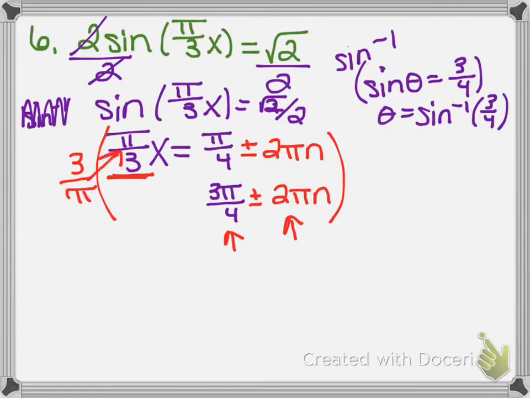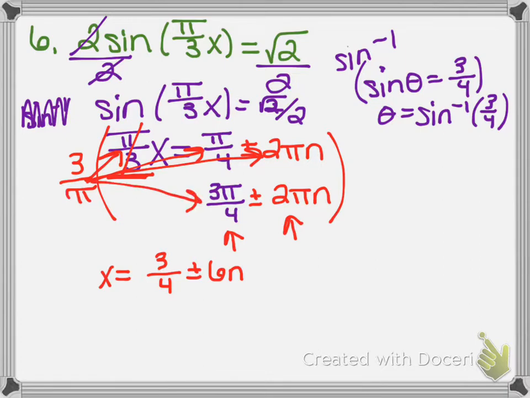Because when I distribute it here, it gets rid of the pi thirds and leaves x by itself. When I distribute it here, the pi's are going to cancel, and I'm just going to have 3/4. When I distribute here, the pi's will cancel again, and I'll just have 6n. When I distribute here, the pi's will cancel, and I'll get 9/4. And last but not least, distribute there again, of course, and get 6n.